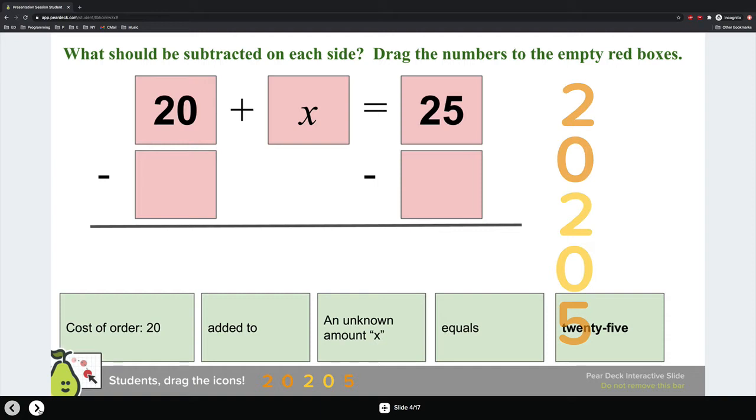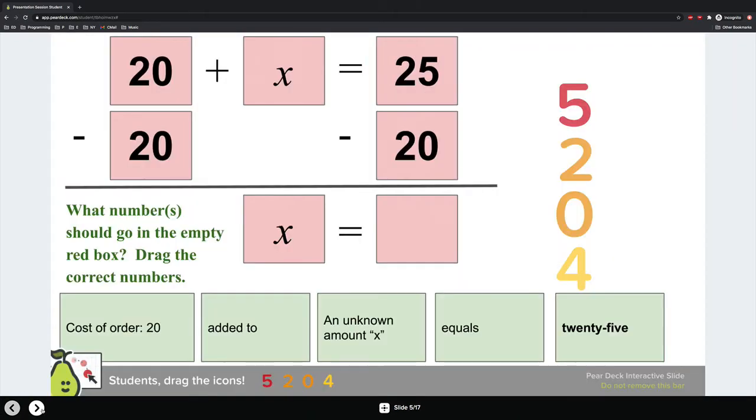The next part of the question is what should be subtracted on each side. So we're going to go ahead and drag over here. We're going to put 20 on this side. And this is also a chance where you can analyze student misunderstandings, because maybe a kid over here might put 25 instead of 20, and that would be incorrect. And so we could talk about and try to help them understand why that's incorrect. And then they check here, they see that it was supposed to be 20.